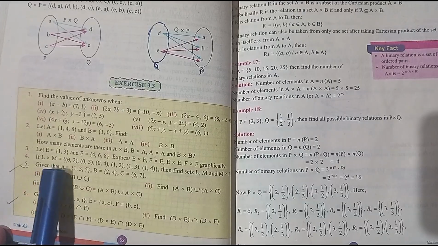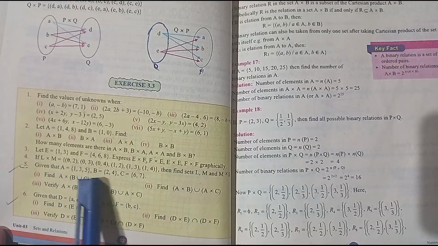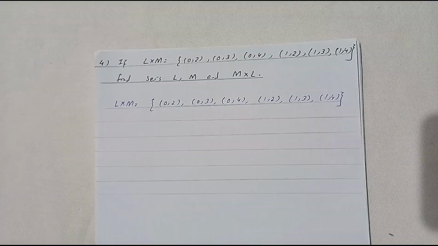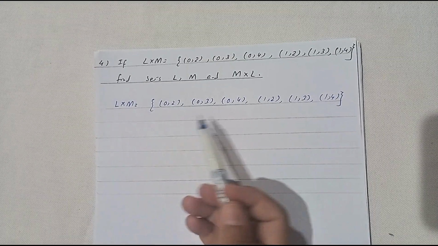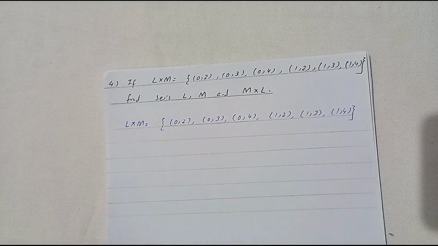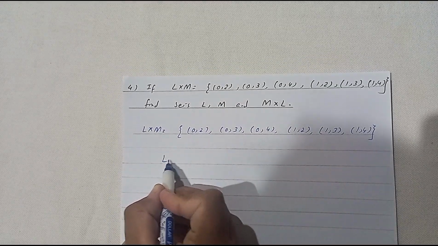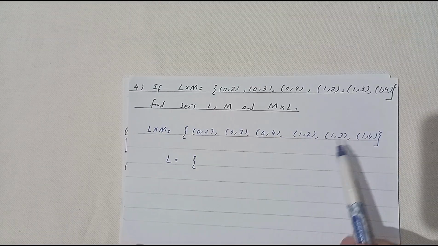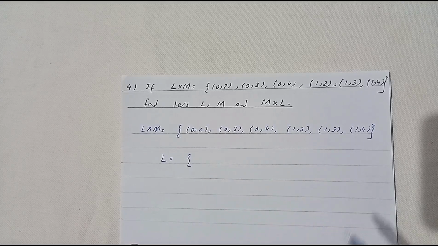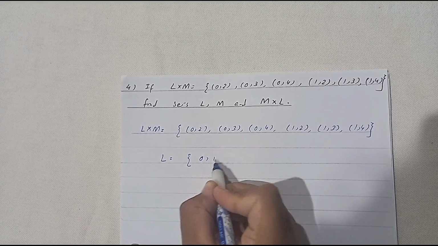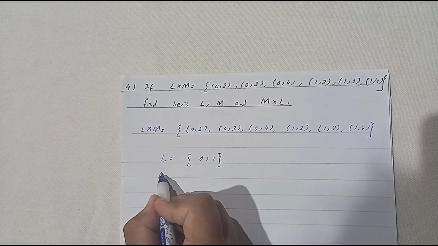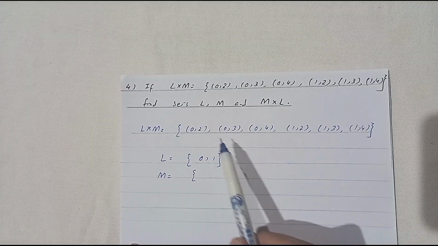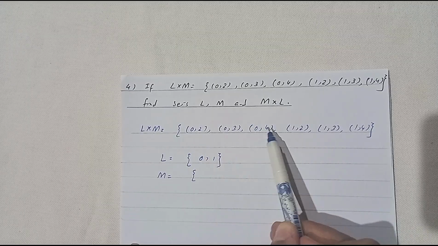Question number 4 is, if L cross M product is given as these ordered pairs, then find the sets L, M and the cross product M cross L. Here L cross M is given as these ordered pairs, so we have to find the elements of set L. Set L consists of the first element of all ordered pairs, that are 0 and 1. So these are the elements of set L. Set M equals all the second elements of each ordered pair, that are 2, 3, 4.